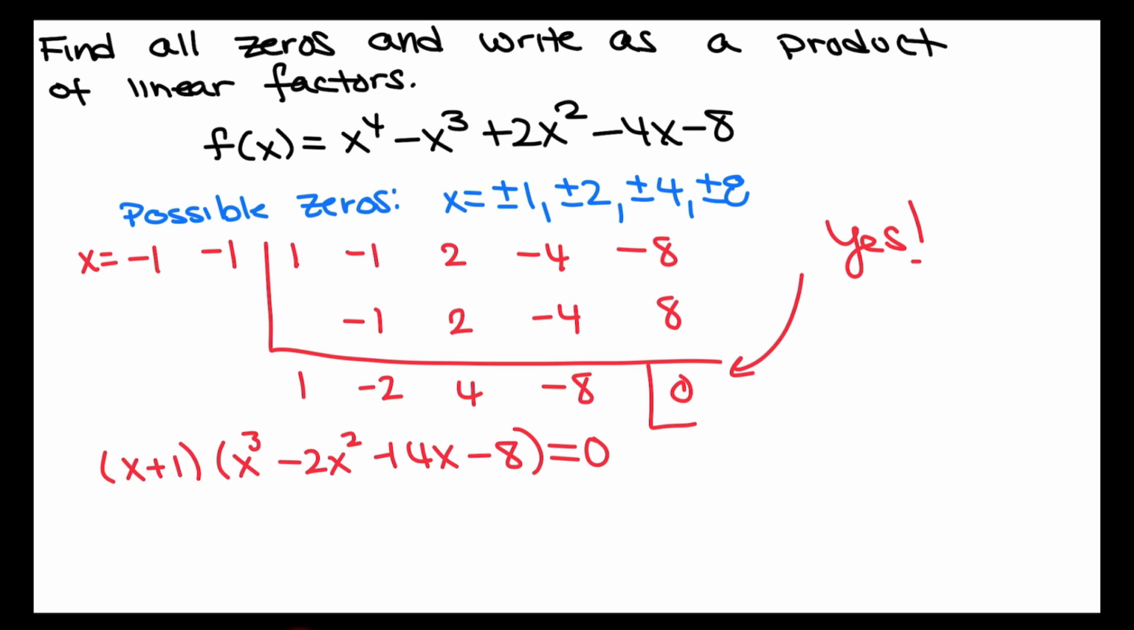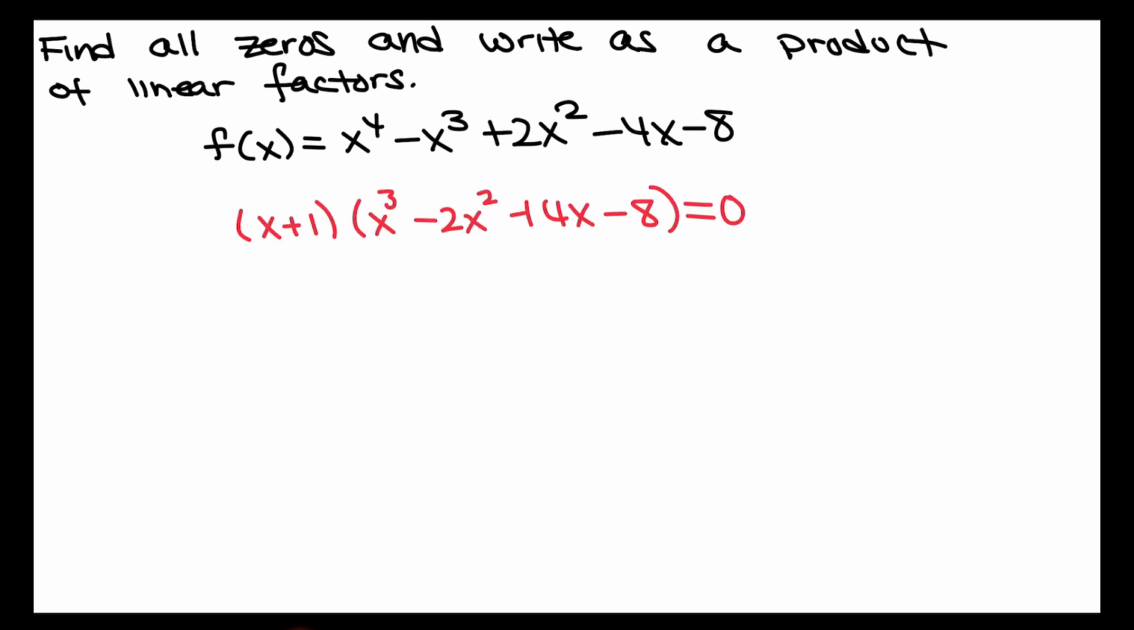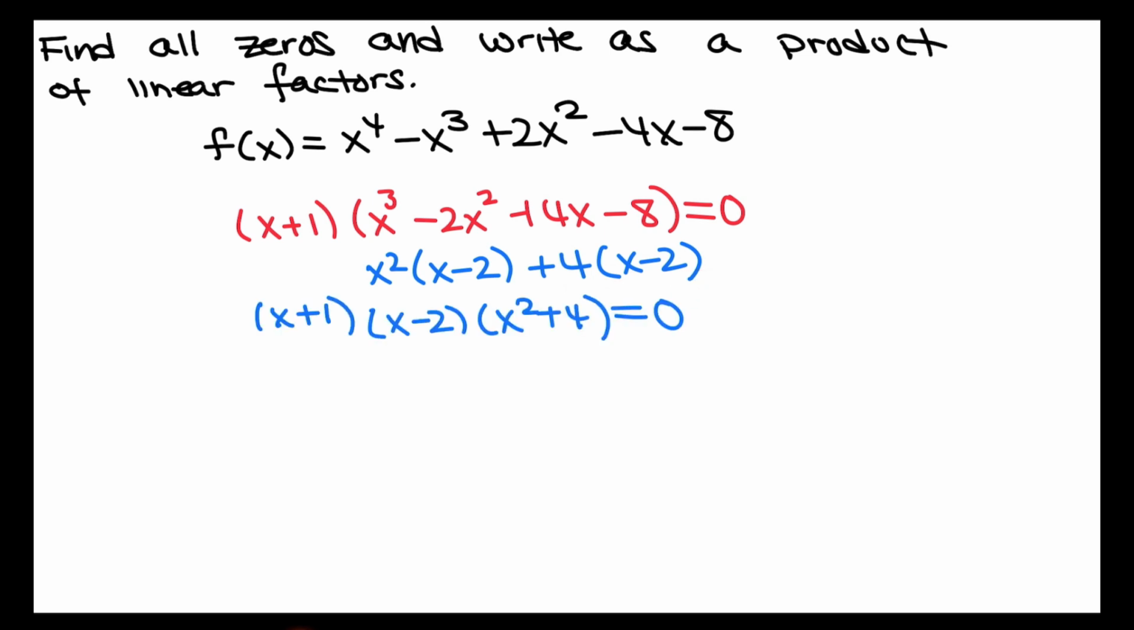So now that I've factored out the x plus 1, I'm going to see if I can factor the remaining polynomial by grouping. It's got 4 terms. That's why I'm going to try grouping. So give myself a little more space. First 2 terms, I can pull out an x squared. I'm left with x minus 2. Second 2 terms, I can pull out a 4. I'm left with an x minus 2.